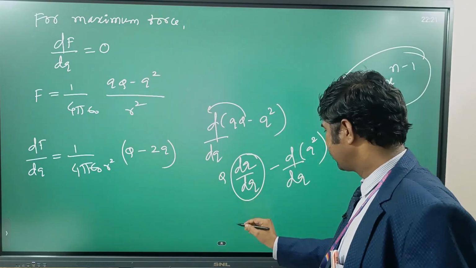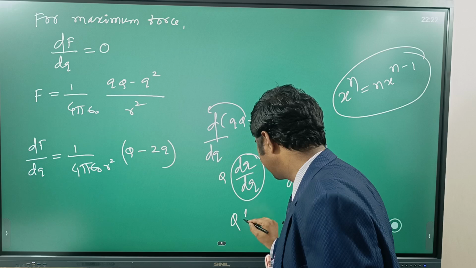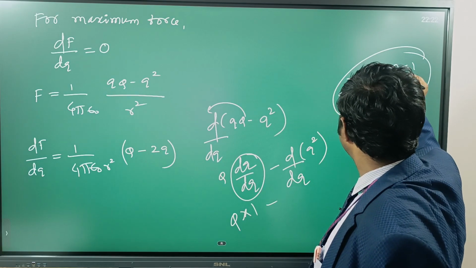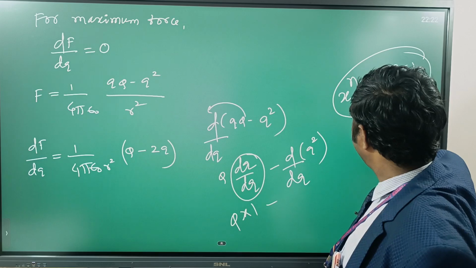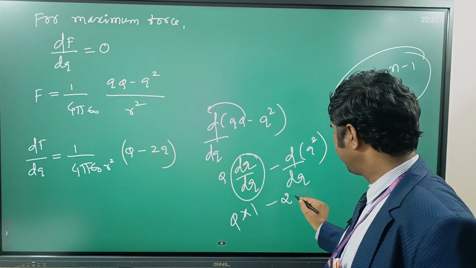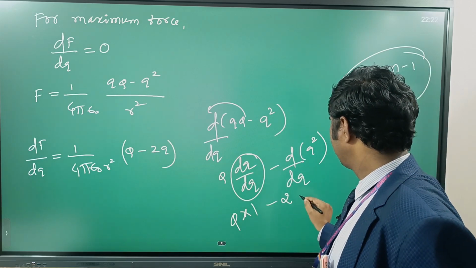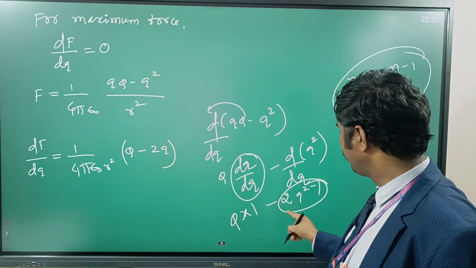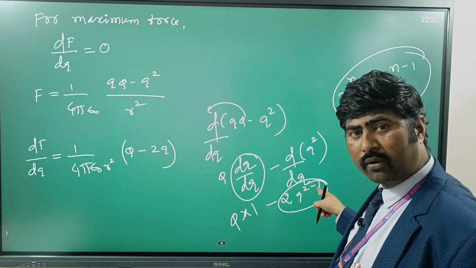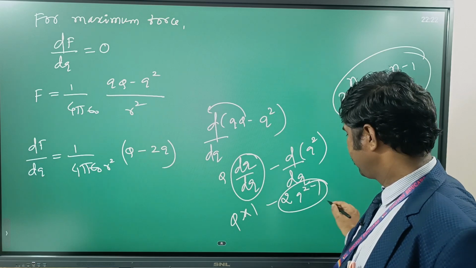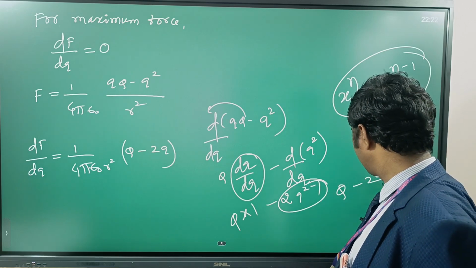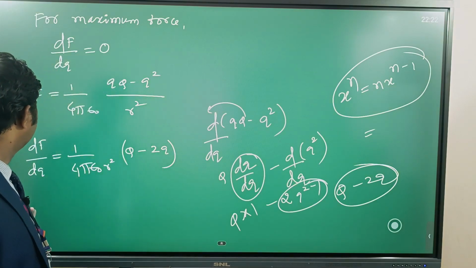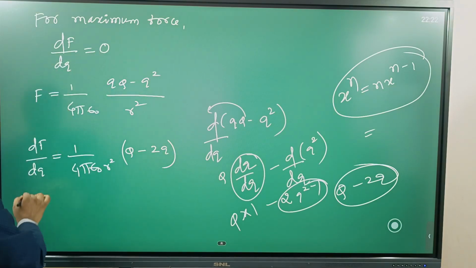So what will happen here? Q as it is, then dq by dq is 1, then minus. In place of n what do we have? 2, then 2 minus 1, that means 2q. 2 into q to the power 2 minus 1 is nothing but 2q. So we get Q minus 2q. Are you clear? So in that sense I have written here Q minus 2q. Now as per this condition, this is 0.